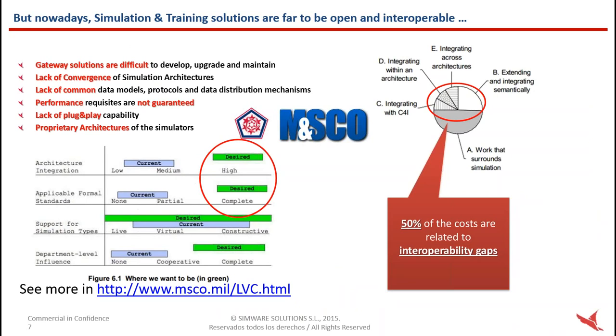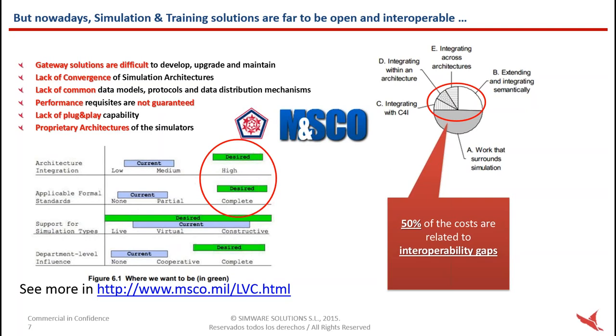This is a summary. For example, in this slide you have the main result of a large study made by the Modeling and Simulation Coordination Office in the US DoD at the end of last decade, the LVC Architecture Roadmap Study. And what they say is that right now about 50% of the cost of doing an integration, a federation or integrated solution, is related to interoperability gaps.